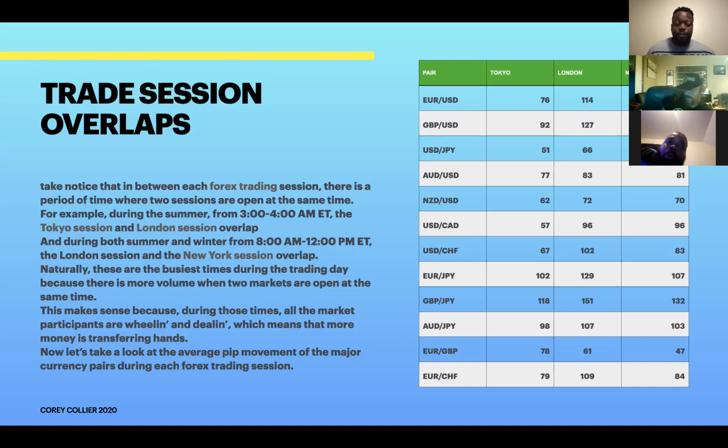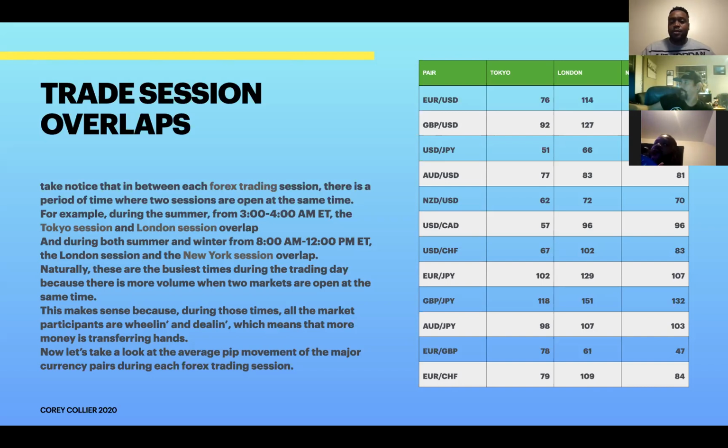During both the summer and winter, from 8 a.m. to 12 p.m., the London and New York sessions overlap. Naturally, guys, these are the busiest times to trade during the trading day because there's more volume when two markets are open at the same time. This makes sense because during those times, all the market participants are dealing with each other. And this means that more money is being transferred and dealt with, right?